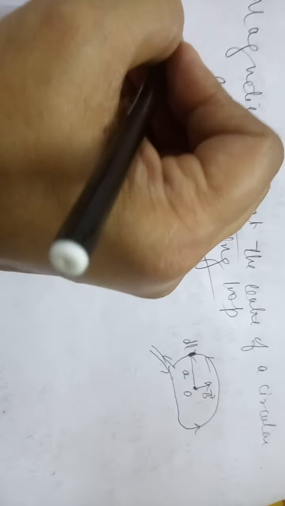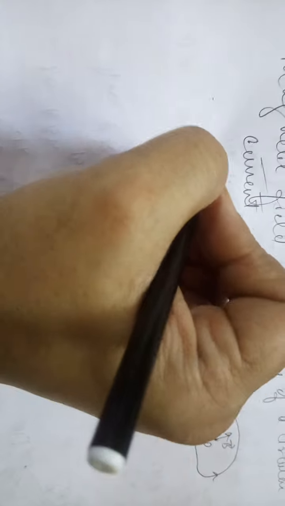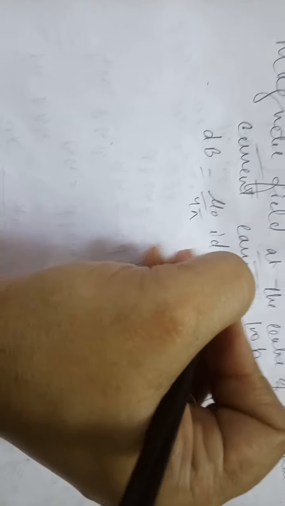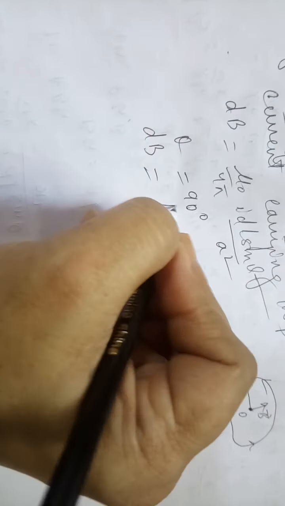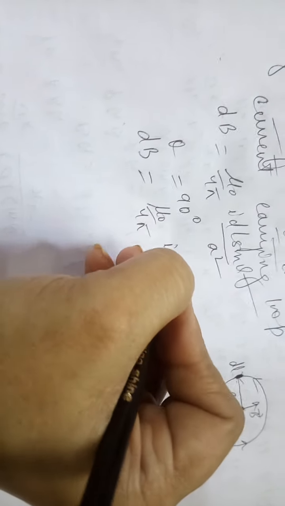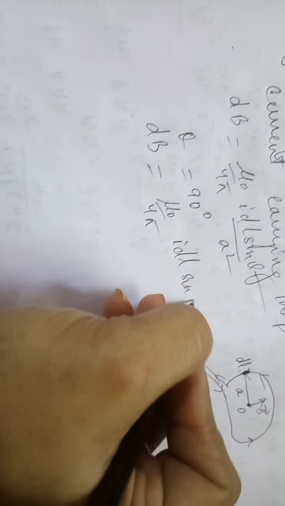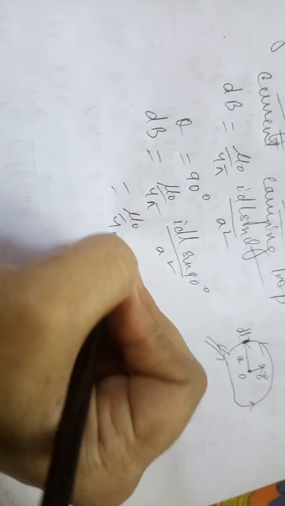Now let us again use the Biot-Savart formula. dB equals μ0 by 4π I dl sin θ by a², because that becomes the distance. In this case, θ equals 90 degrees, because this angle is very small, so it makes an angle of 90 degrees. So we can reduce this term as dB equals μ0 by 4π I dl sin 90 degrees, which is 1, by a². So finally we are getting μ0 by 4π I dl by a².